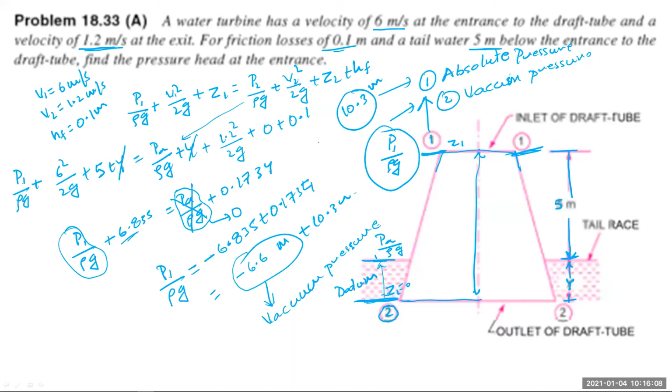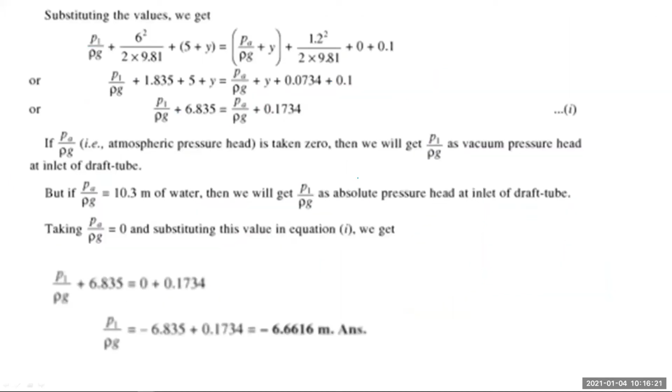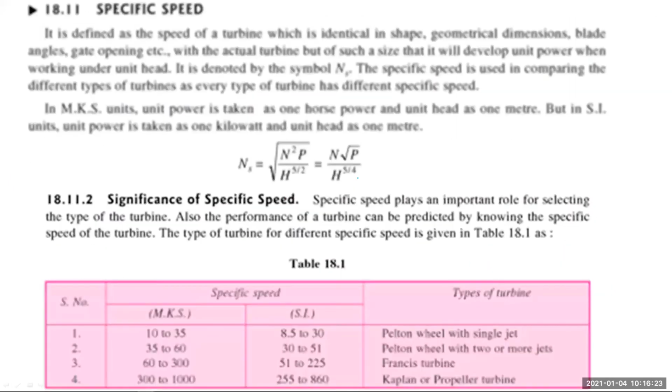So again, it is less than your atmospheric pressure. So hence you can see here how the values are changing. So this is a simple and conceptual numerical. I have told you about this draft tube. Now moving on to the, yeah, here everything is written.